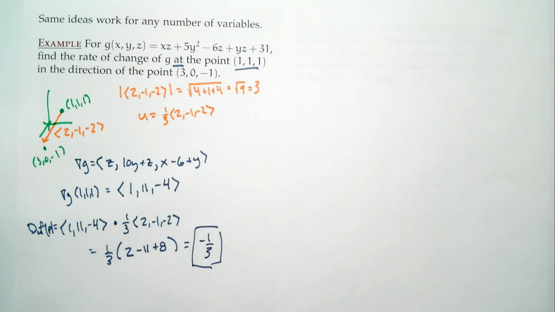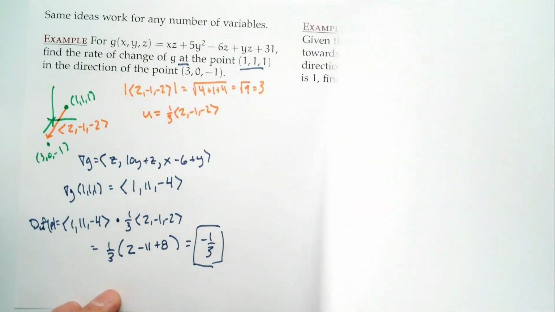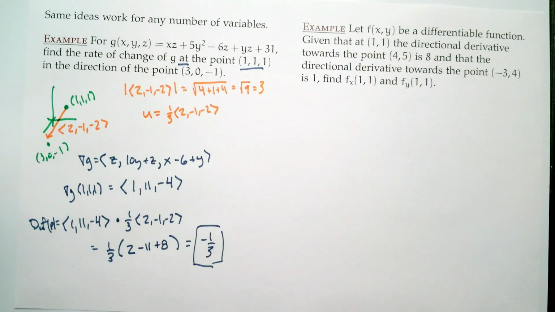Absolutely. Derivatives can definitely be negative. It just means that if we move in this direction, our value is going down. So if we think of G as representing something like temperature, as we start moving, it's getting colder, perhaps. All right, last example for today.